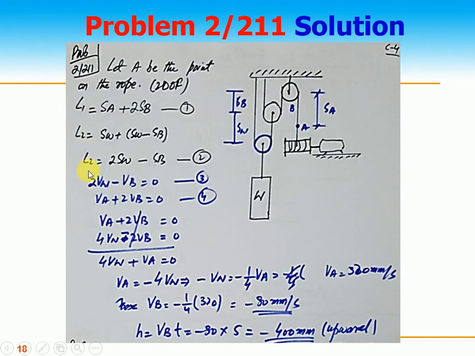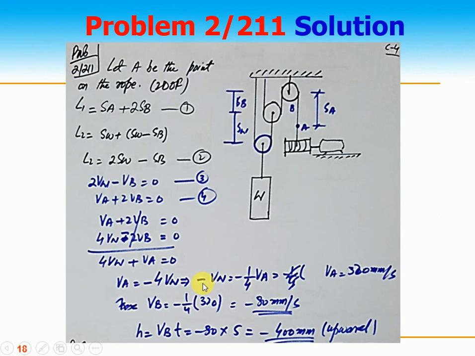So if I take the L2 to 2SW, the same thing, you can write this one, take minus SB, this distance cannot move. This is equation number 2. Now, if you take the derivatives of this, 2VW minus VB is equal to 0, VA plus 2VB is equal to 0. Here, I cancel out the B, because it is an intermediate velocity component, and we are trying to find the relationship between A and W. So 4VW plus VA is equal to 0. VA is equal to minus 4VW.